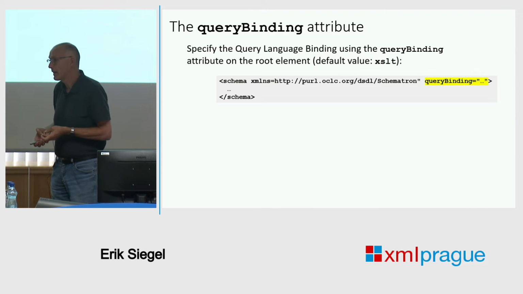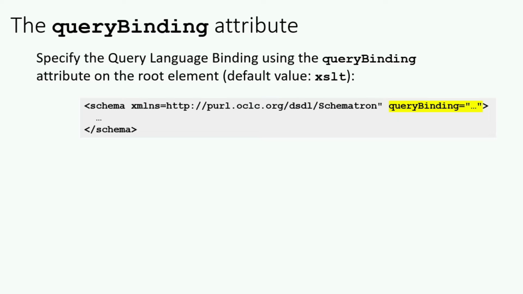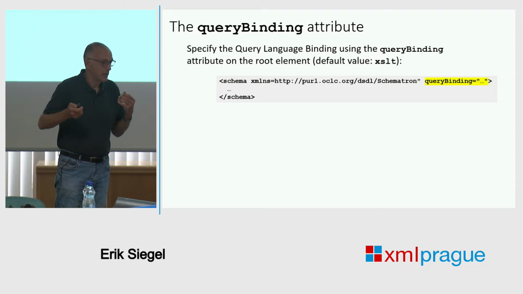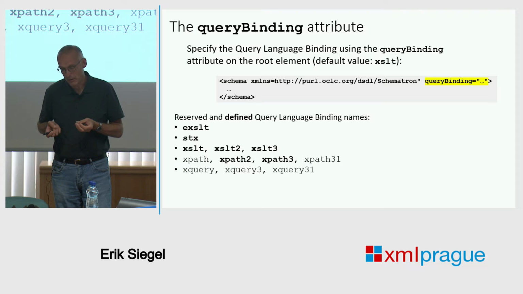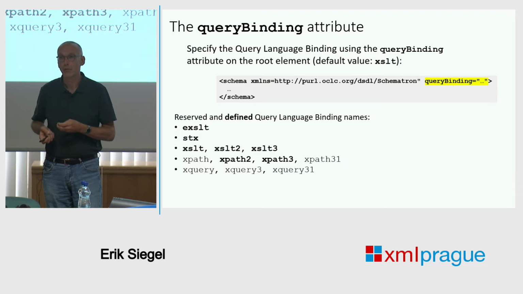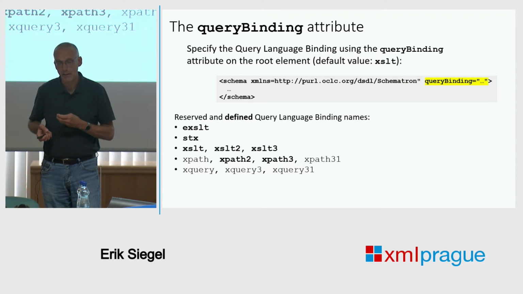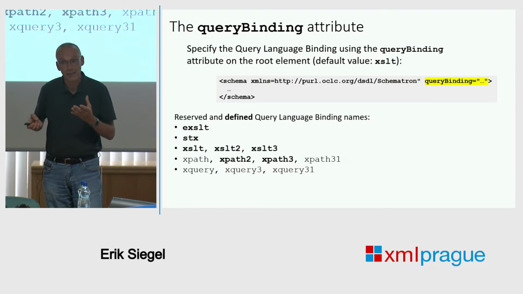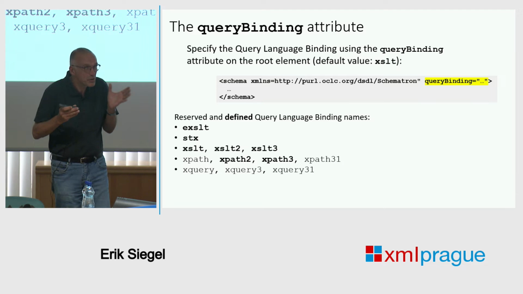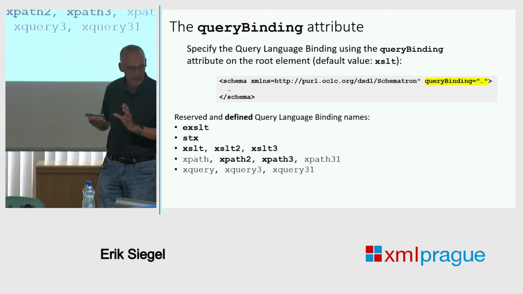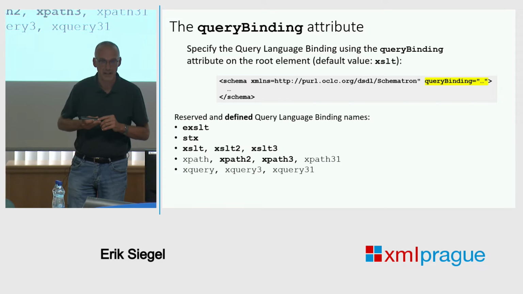You set the query binding by specifying the query binding attribute on the root element. And you probably already do it, because if you don't, you get the default, which is not very nice. The possible values for this, there are a number of reserved values for the query binding which are specified in the standard. And strangely enough, at least I think it's strange, not all these values are defined. So they are reserved but undefined. And we can somehow surmise from the names what they are supposed to mean, but they're not specifically defined. The bold ones here are defined in the standard.